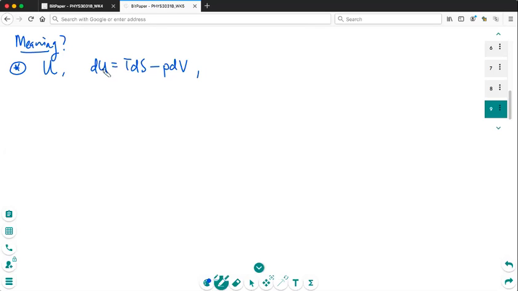And once you know U as a function of S and V, you know how to calculate the rest, because T can be obtained by partial derivative. If you know U as a function of S, then you know how to take derivative. And that will give you your temperature, and then pressure as well. You have a minus. Okay, and then you can go on and do the Maxwell. I don't want to do that.